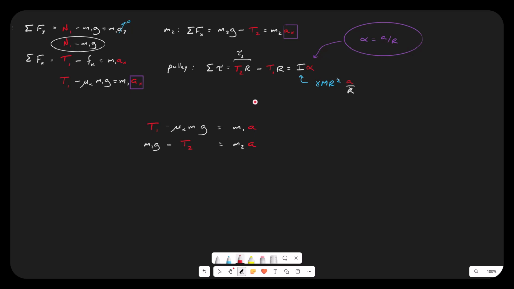I then have T2 r minus T1 r equals gamma m r a, and I can cancel the remaining r, which means that equation simplifies to T2 minus T1 equals gamma m a. I have three equations with three unknowns, and I can solve this a number of different ways.